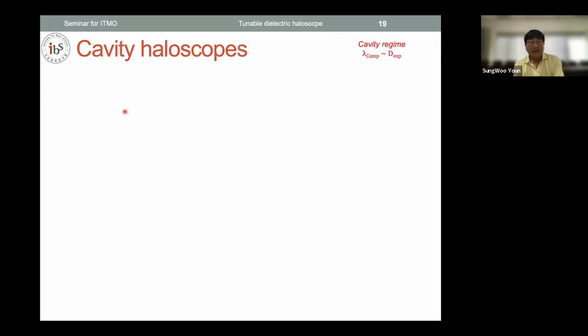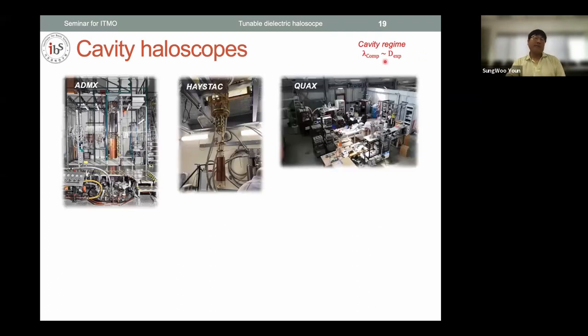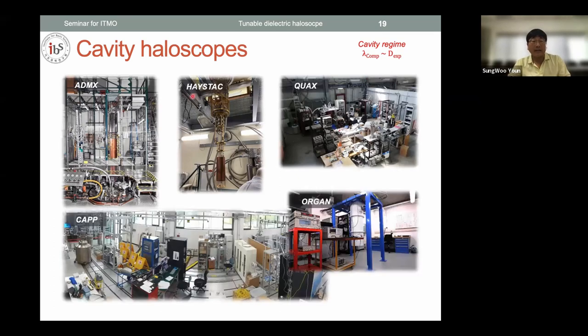So, cavity haloscopes. We have various cavity haloscopes all around the world: ADMX and HAYSTAC in the US, QUAX in Europe, ORGAN in Australia, CAPP in Asia. Nowadays you can see that axion research is getting more and more popular. Next time, I hope to also include the ALPHA Consortium here.